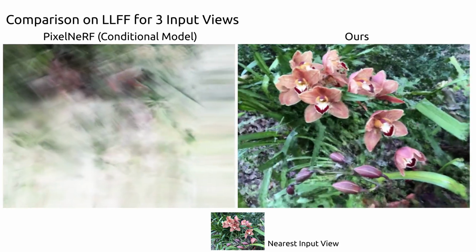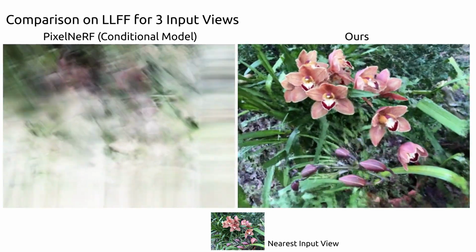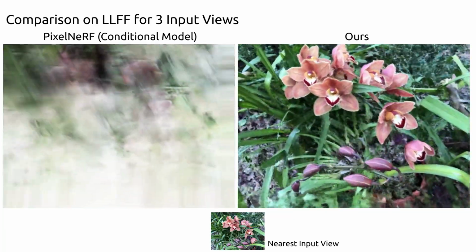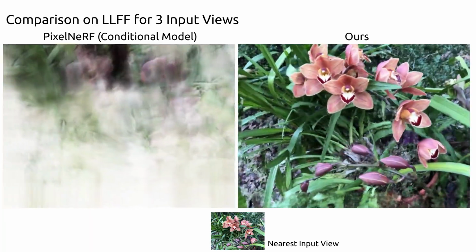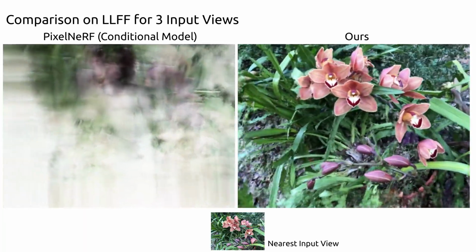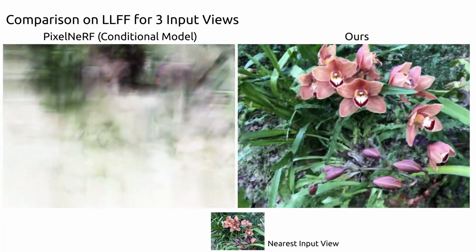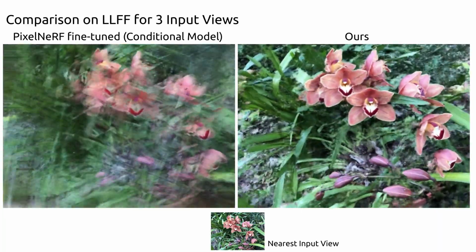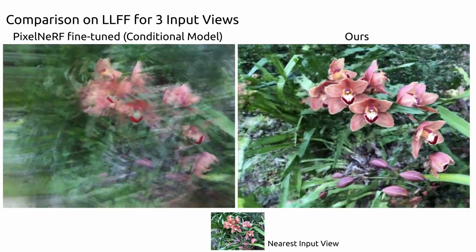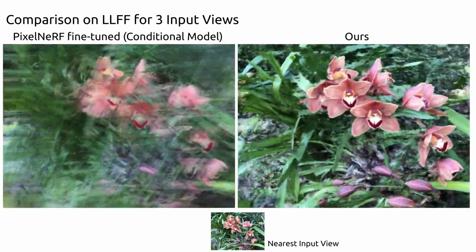We now compare top-performing methods on the LLFF dataset. LLFF is too small for pre-training and hence serves as an example for a test data domain shift for conditional models like PixelNeRF, which is trained on many DTU scenes. PixelNeRF is not able to generalize to this new data domain, leading to degraded results. When additionally fine-tuned, results get better, but they are still blurry.